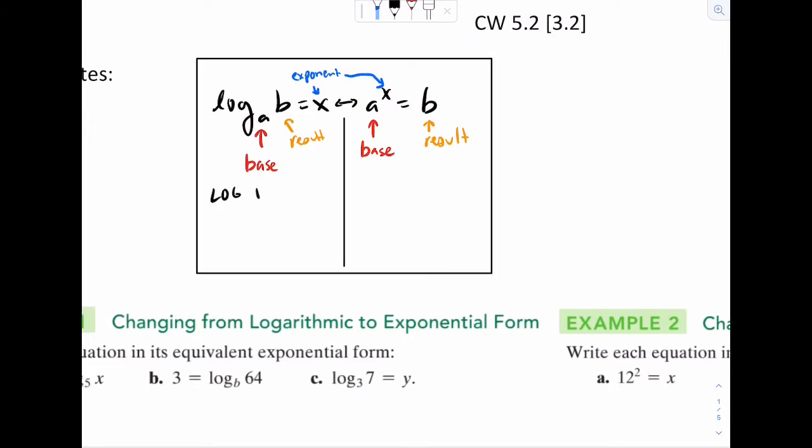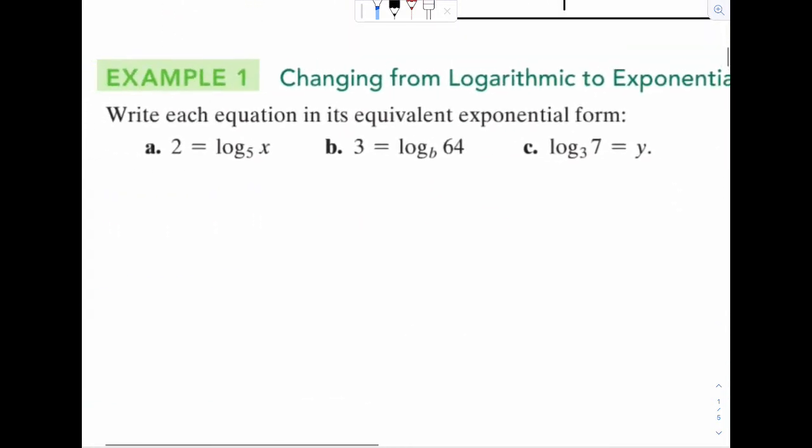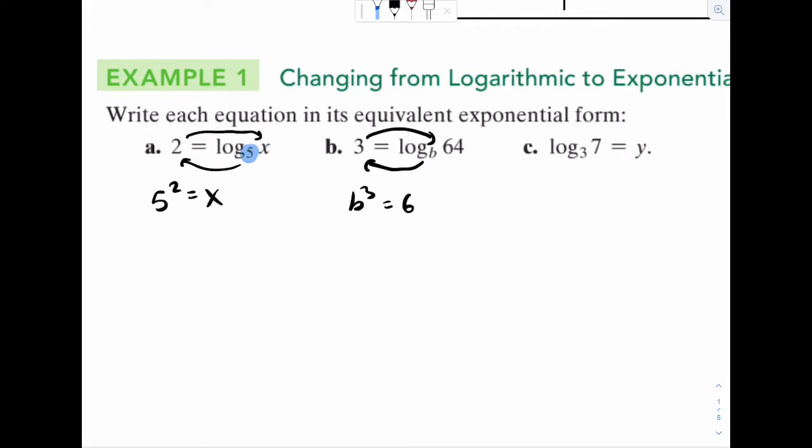This is called log form. This is called exponential form. So you have to be comfortable going between either form. So for this one, what I tell people is start at the base and then think like a circle. So 5 to the second power equals x. That's your exponential form. The next one is going to be b to the third is equal to 64. And finally, 3 to the y, that's equal to 7.